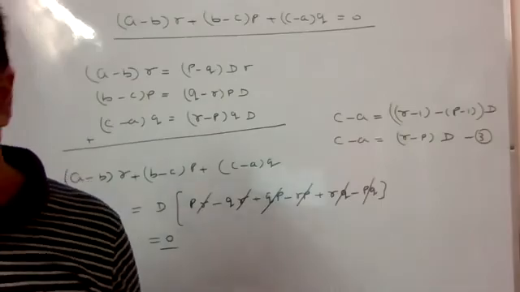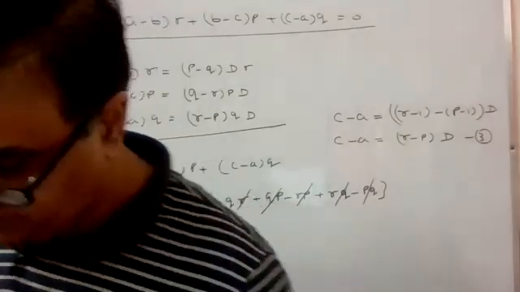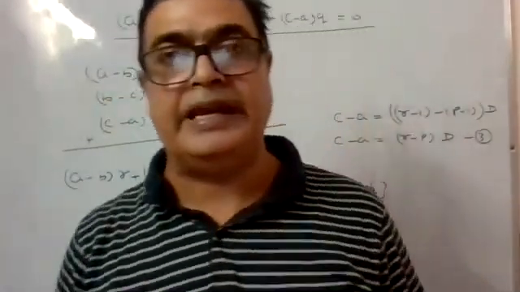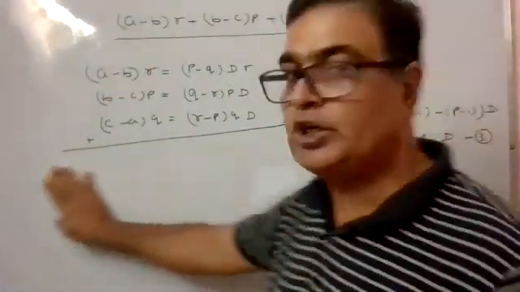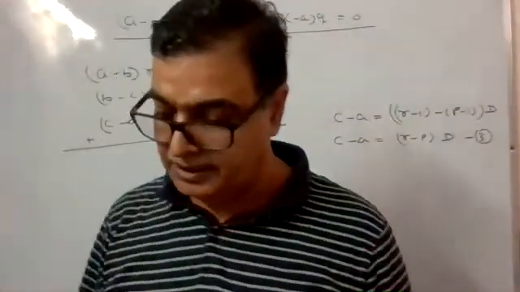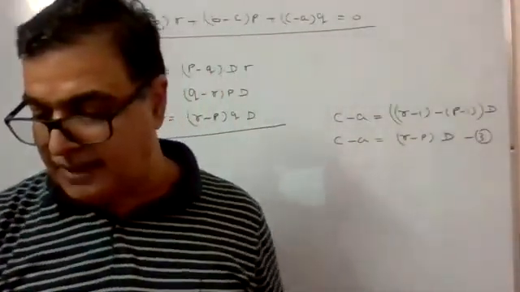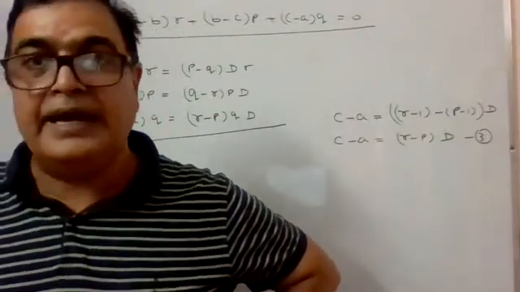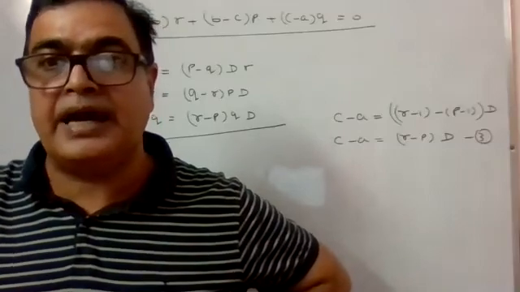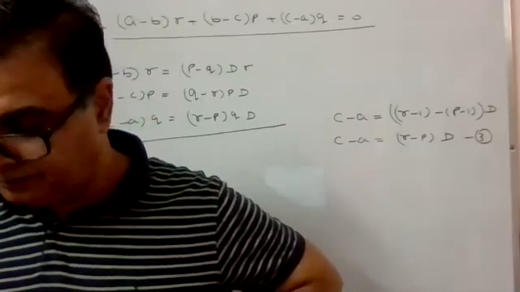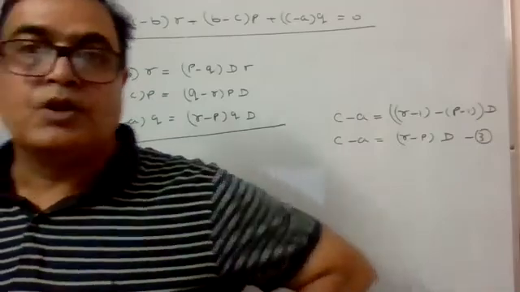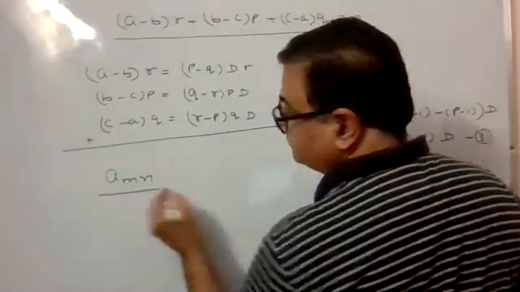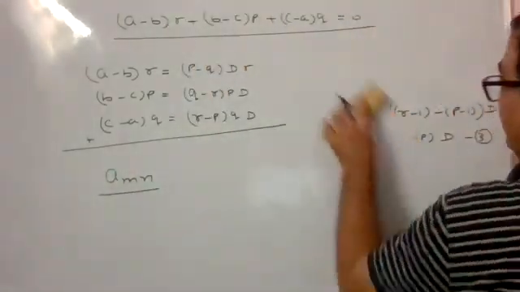If the mth term of an AP is 1 by n and the nth term is 1 by m, find what is the mnth term. Note it down, you can do it on your own, there will be no problem.